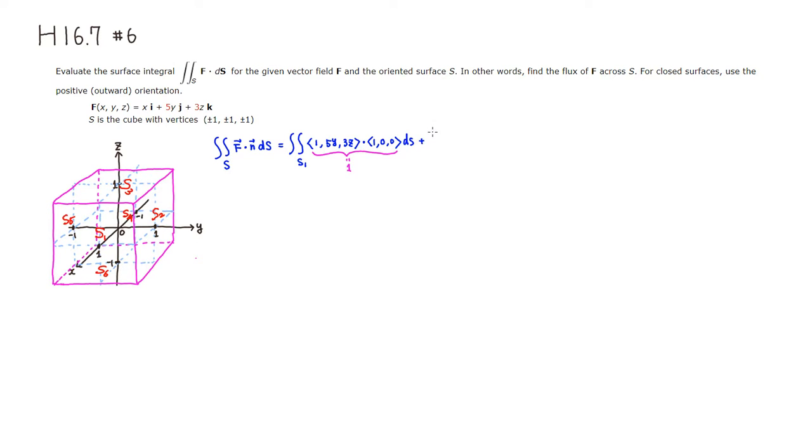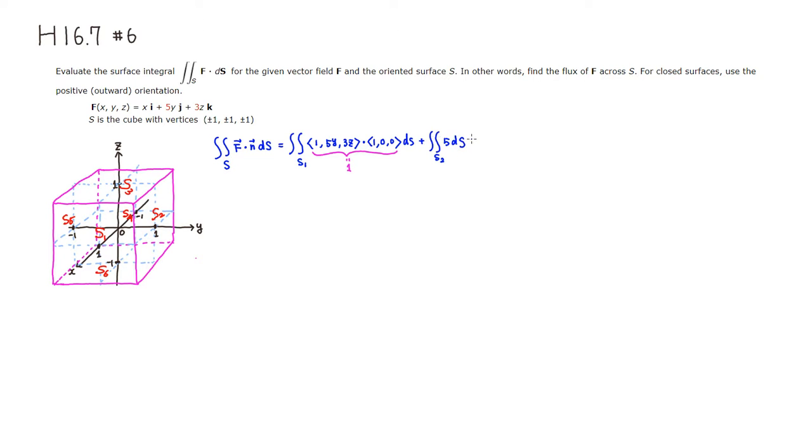So let's look at the integral over S2. For S2, the normal vector is a j vector, so it's going to be 0, comma 1, comma 0. In this case, y is 1, so you're going to have just a 5. We do the similar computation, but you get 5 here, and you have a 1 there, so you're going to get just 5 dS.